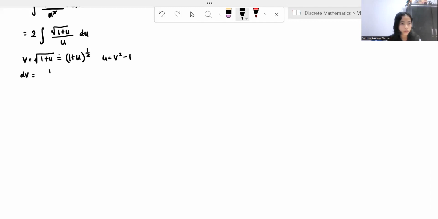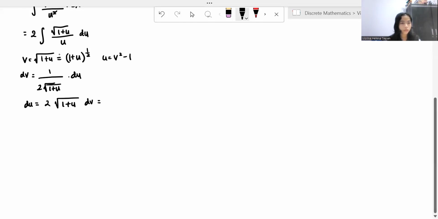Okay, and we'll get this equation. So then we can get du equal to this. When we plug in the v to this, we can get this equation, 2v dv. So du is equal to 2v dv. Okay, next, we need to substitute in for u and du.